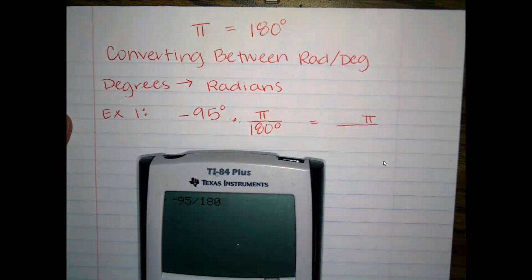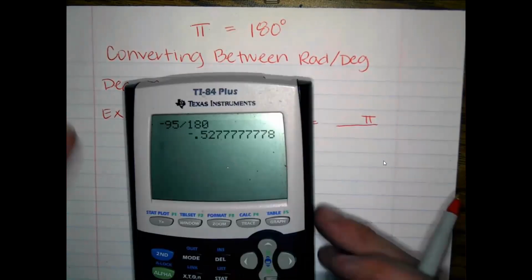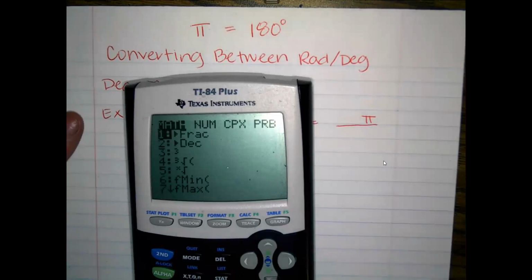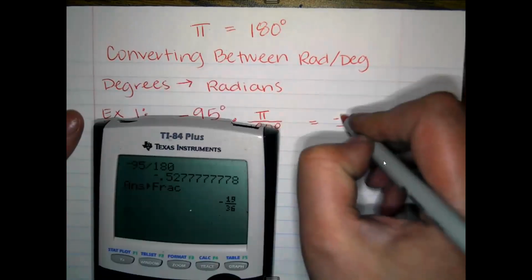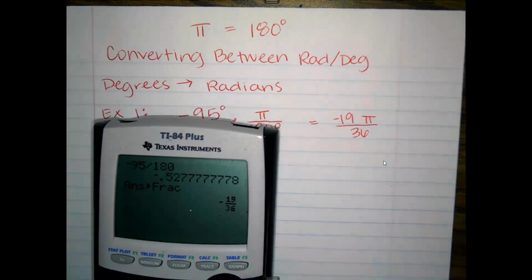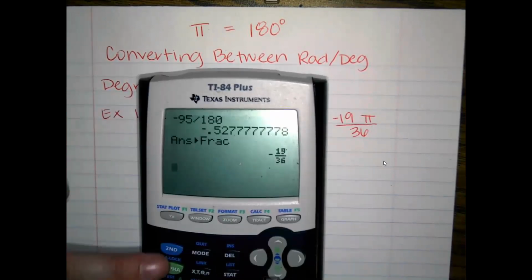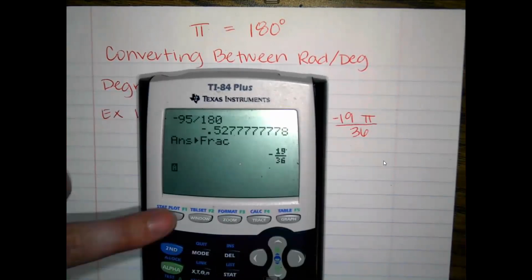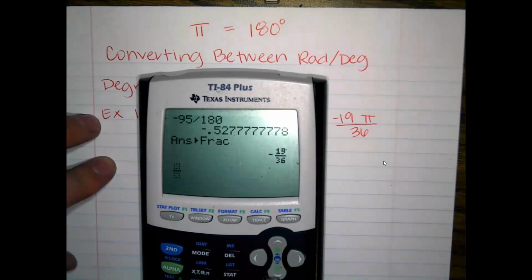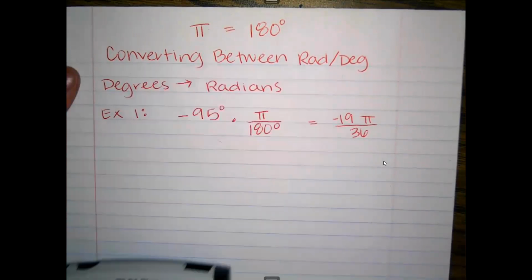So I type negative 95 divided by 180, get a crazy decimal, but I'm going to turn this into a fraction. Negative 19 over 36. So negative 19 pi over 36. That is one way to type it. The other way to type it is you could have just typed it as a fraction to begin with. So you could have done alpha y equals and just said, I know that I'm doing negative 95 divided by 180. And then it would have just given you a fraction as an answer.